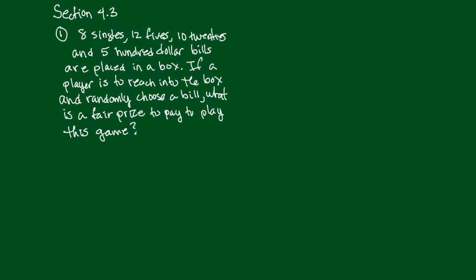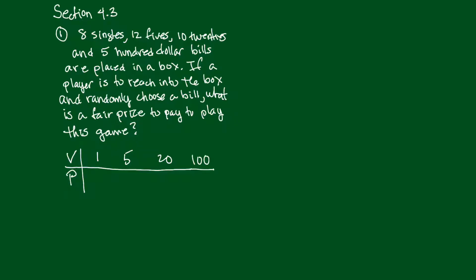To set up an expected value problem, I'm going to take the value and then the probability of getting that value. Make a little table here. I'll start here. We've got 8 singles, so the value of a single is 1. Then we've got 12 fives, so the value is 5. Then we've got some 20s, and then we've got hundreds. All right, those are the values.